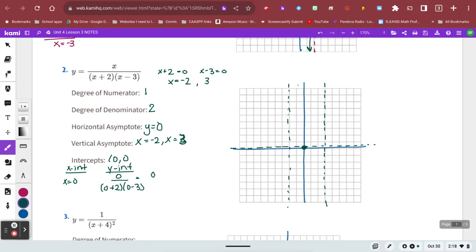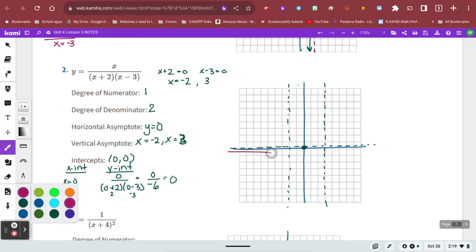And we get 0 over 0 plus 2, we know is 2. 0 minus 3 is negative 3, negative 6. And if you plug that in the calculator, you get 0, which is what we got before. Now, here you would definitely want to check on Desmos to see what it looks like.